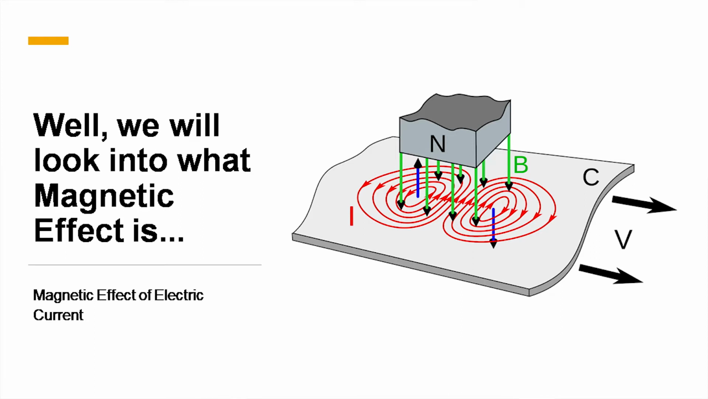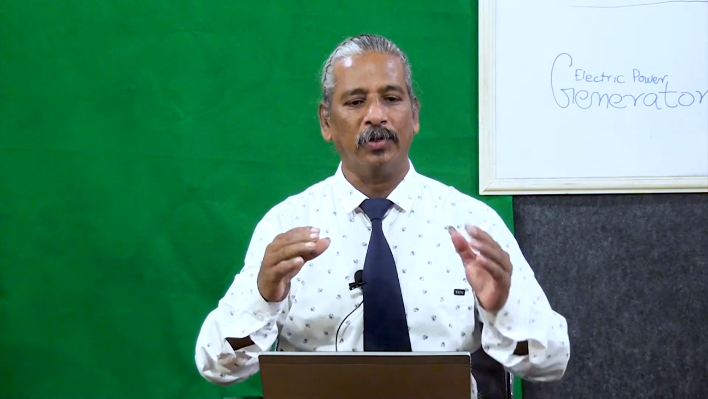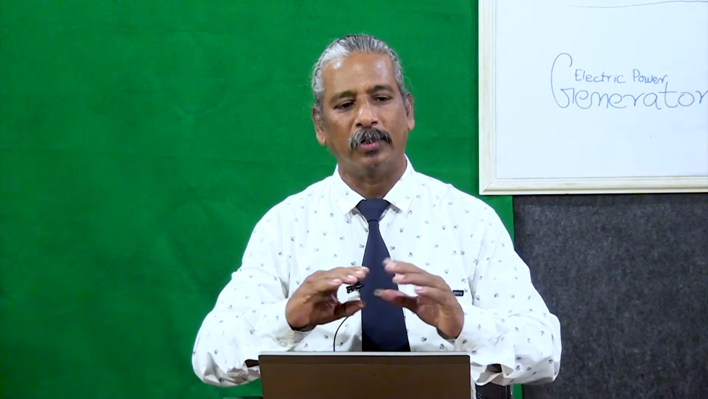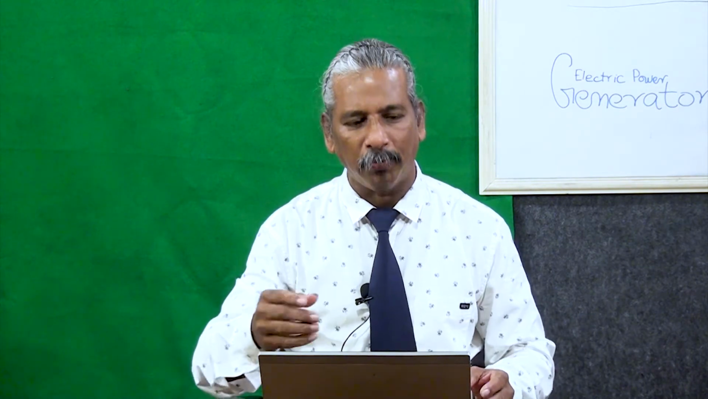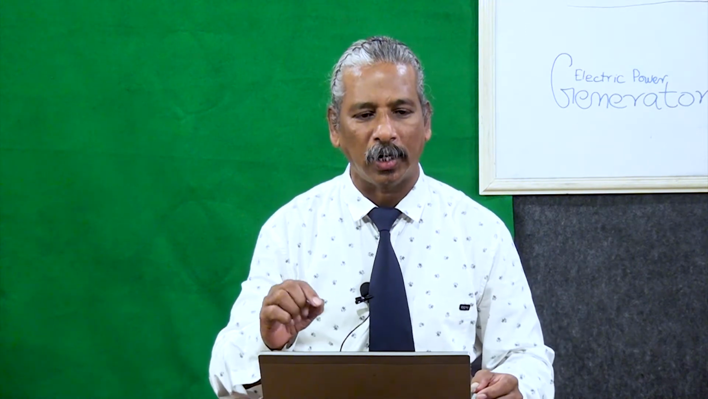A magnetic field is a vector field that describes the magnetic influence on moving electric charges, electric currents, and magnetized material. A magnetic material will have a magnetic field. A flow of current will exert a magnetic field around its conductor.